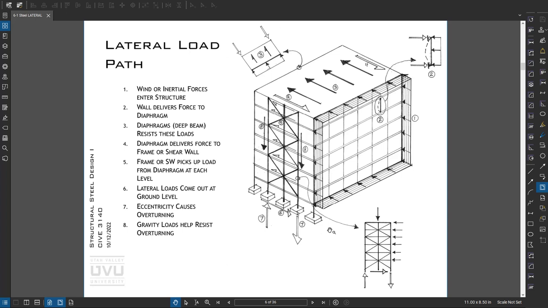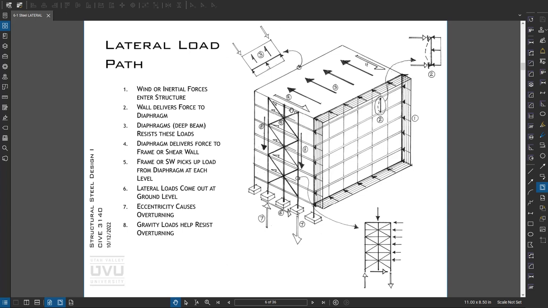All right, load paths. We basically start either wind or seismic with some kind of pressure on the wall in the case of wind, or just the mass of a wall. Those loads transfer into the diaphragms, which then transfer their force into the brace frame or shear wall. So the load comes from the face of the building or just mass of the diaphragm into the diaphragms. That moves this way. The diaphragm pushes back by being resisted by the shear wall and brace frame.